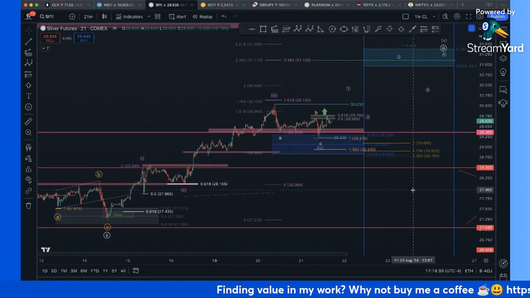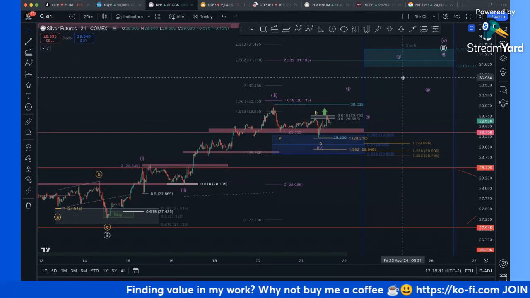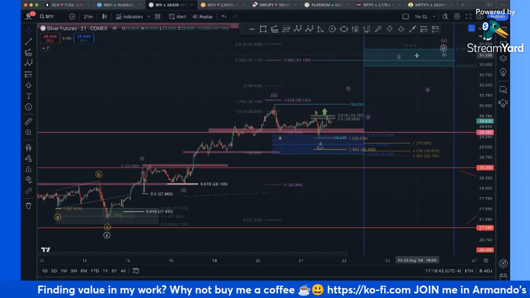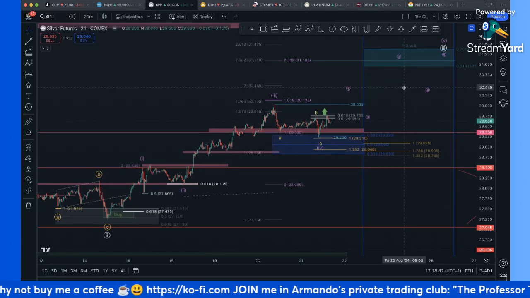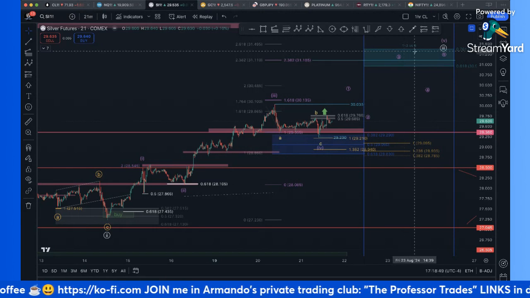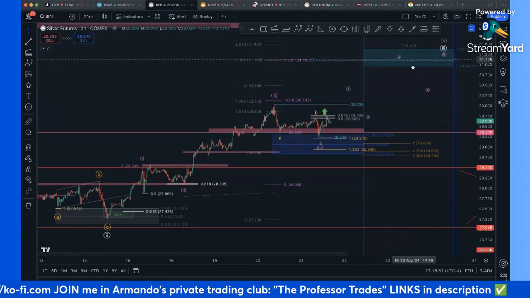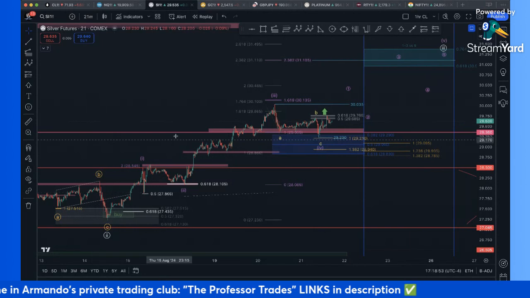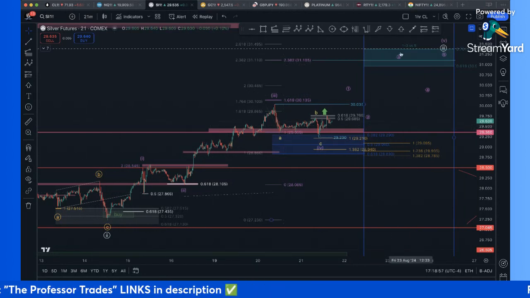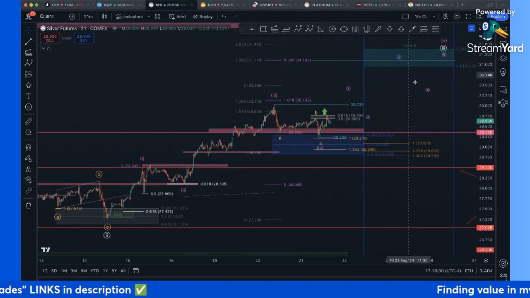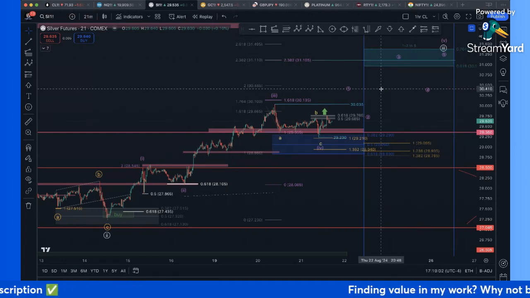Must hold 28.50. Then if you're lucky enough to ride along and get up into this box, I'm going to take the gains. It's always good to take gains at the top of a wave 3. Normally, I take all the gains at the 1.618, but because of this structure, it has been extending. So I'm going to give it the benefit of the doubt that wave 3 is going to extend up into here. So there you go.